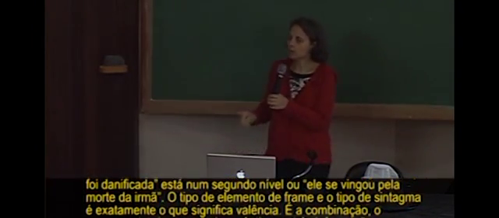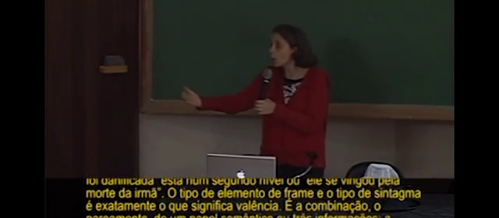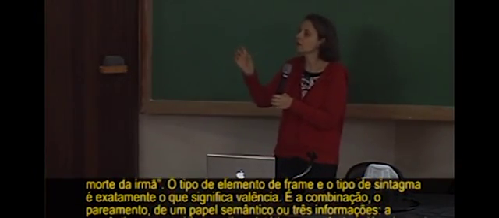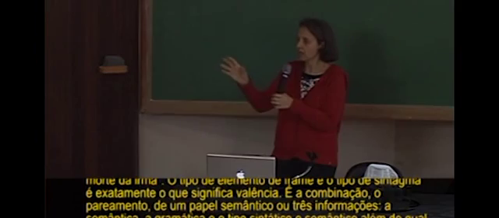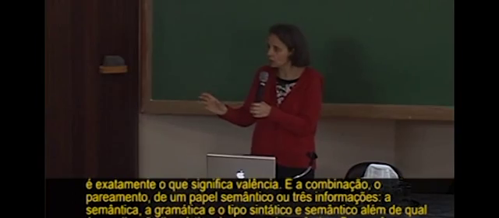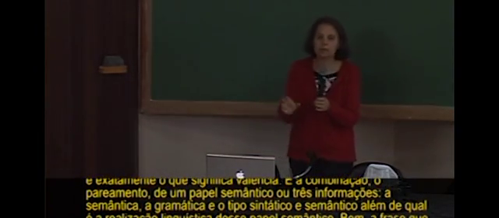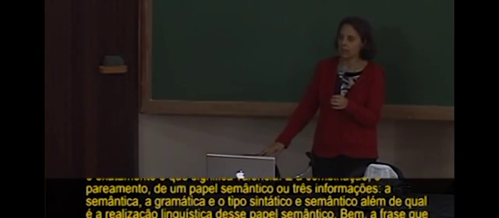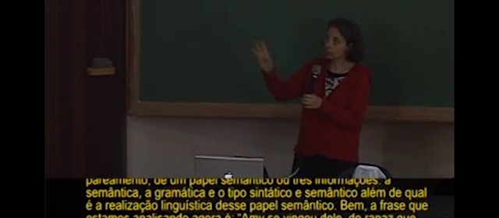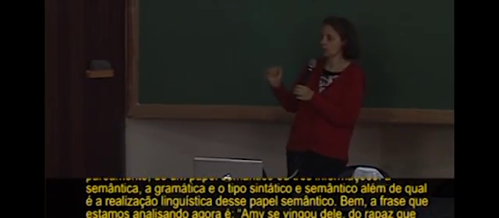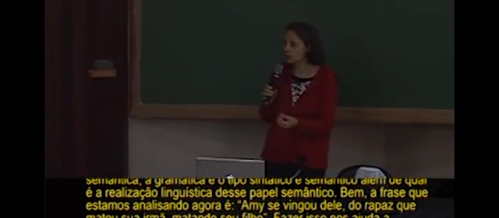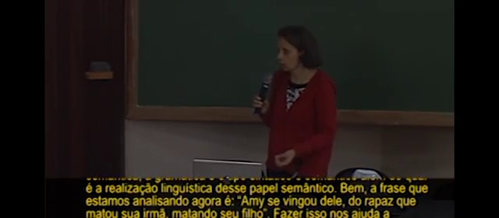Or he took revenge for his sister's death, right? So the kind of frame element and the kind of phrase type that occurs is exactly what valence is all about. It's the pairing of the semantic role, the grammatical function, and the phrase type. The question you ask is, what is the linguistic realization of this semantic role?